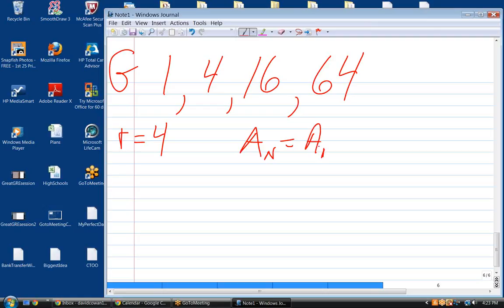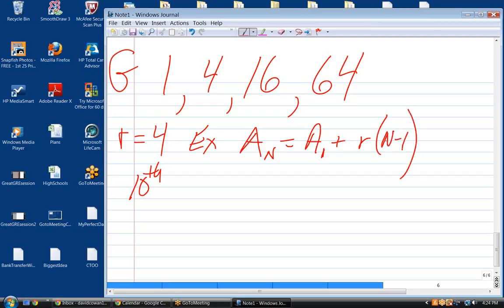I should remember: the explicit always starts with the first term. The recursive always starts with the previous term, in other words, a sub n minus 1. Well, you're asking about the 10th term, and we don't know what the 9th term is. So we want to work with the explicit definition. So it's a sub 1 plus the common ratio times n minus 1.